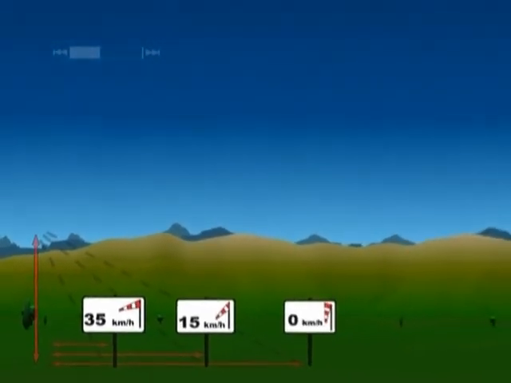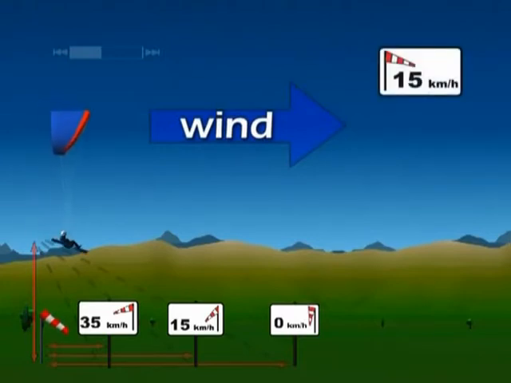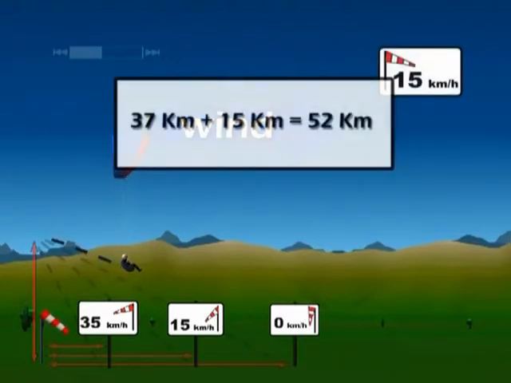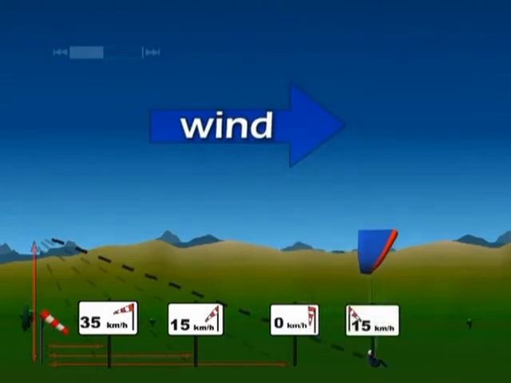Let's take a look at how flying with a tailwind can affect your trajectory. As you might have guessed, a 15 km/h tailwind will increase the paraglider's ground speed. 37 plus 15 equals 52 km/h. Falling at the same speed as before, yet moving faster, the paraglider in this case will cover much more distance. The glide ratio has increased.